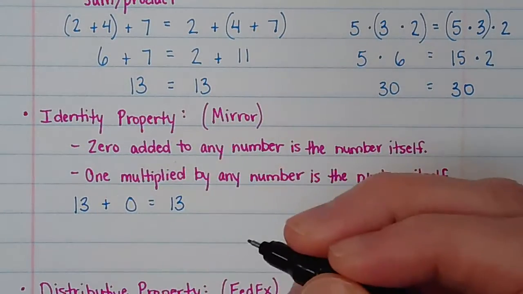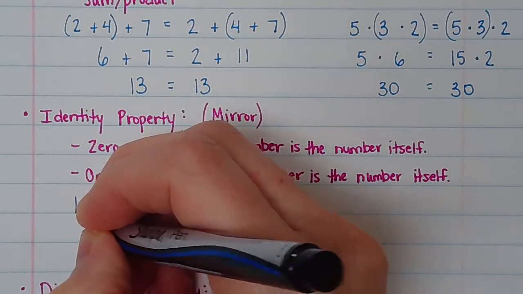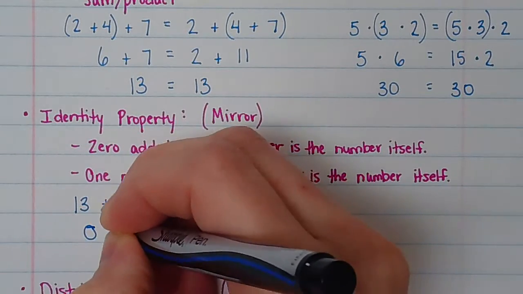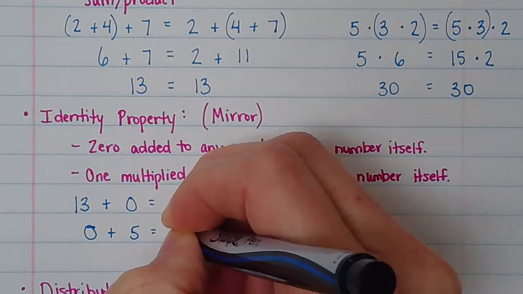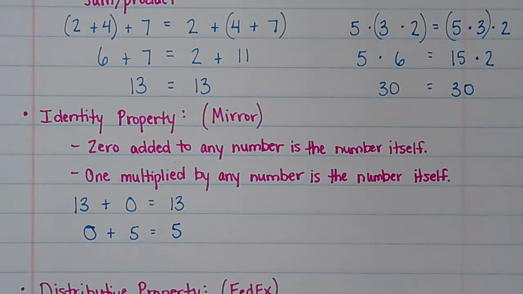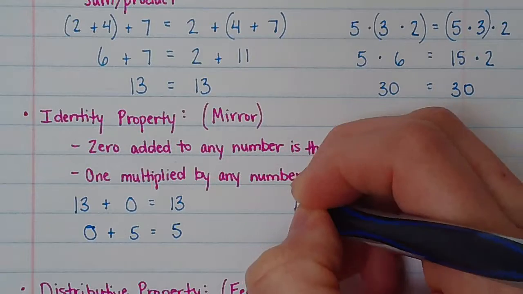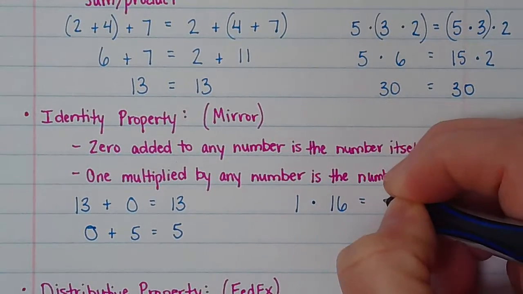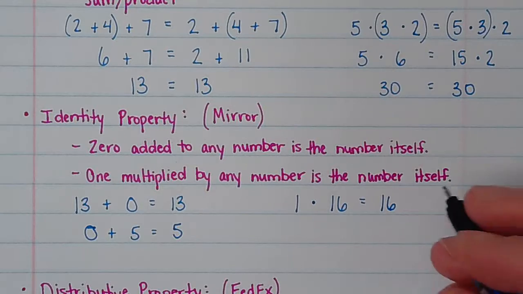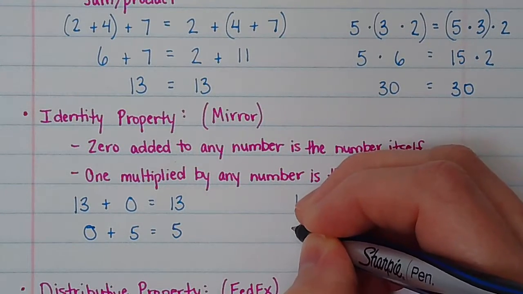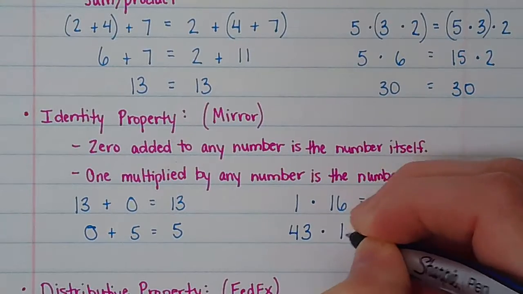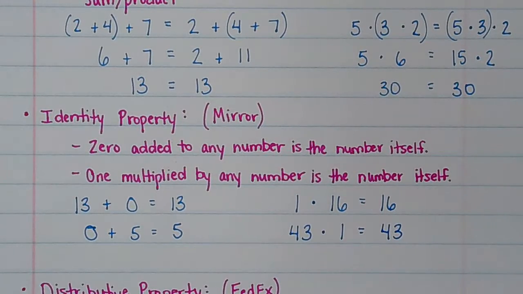Or if I have, let's see, 0 plus 5, I'm still getting 5. Okay. For multiplication, if I do 1 times 16, my answer is going to be 16. Or if I do 43 times 1, I'm still getting 43. In other words, identity property is whatever number you're starting with, that's the number you're ending with. Whether it's multiplication or addition, the number you start with, the answer is going to be that number as well.